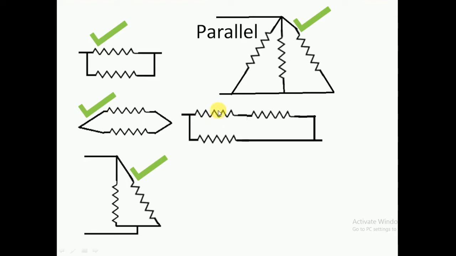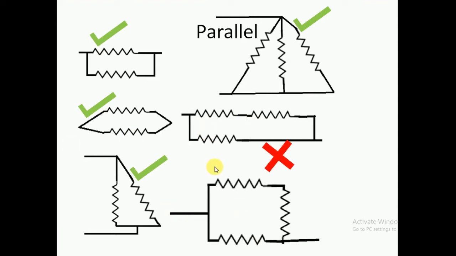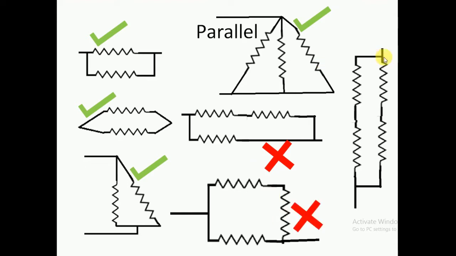Now this one, if you see these two, it may look parallel, but out here this side they are connected across the same 2 points, but on this side this one is connected and this one is not connected to this one, so it is not parallel. And this is also not parallel because this side they are connected to one point, but on the other side they are not connected, so this is also not parallel, and this is also not parallel. So for simple parallel you have to see whether they are connected across the same 2 points or not. So this last one is also not parallel.